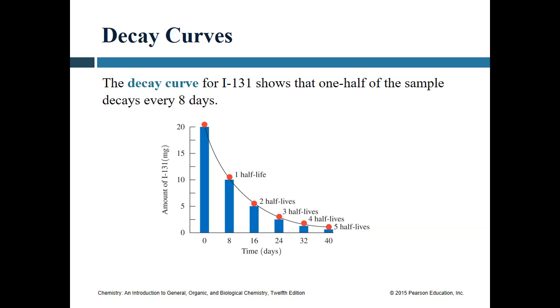Each successive half-life took the same amount of time, but notice that each successive half-life decayed less and less and less material. So these kinds of decay functions do have a tendency to slow down as the amount of radioactive material present decreases. But from a half-life standpoint, the half-life is always a consistent value.